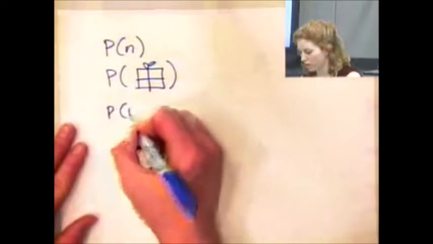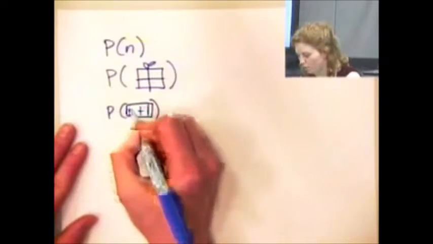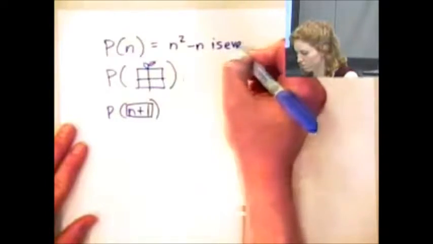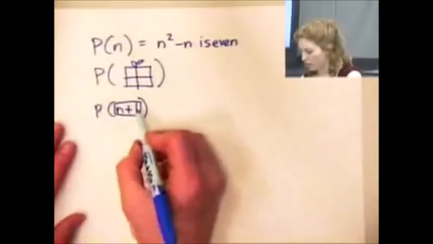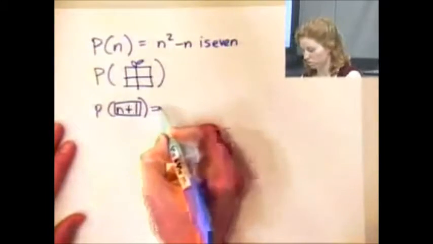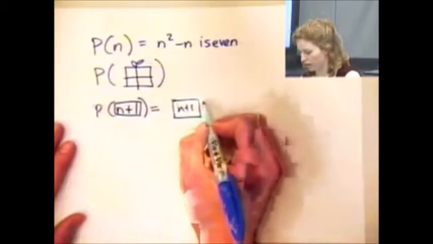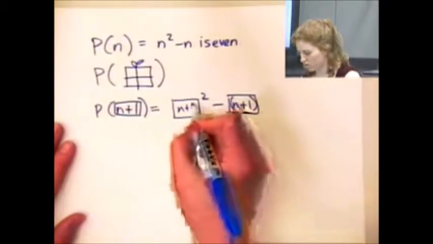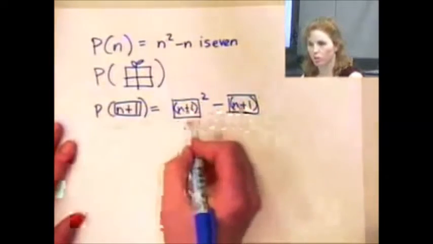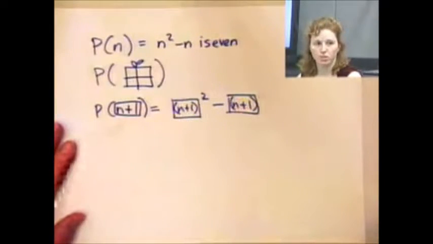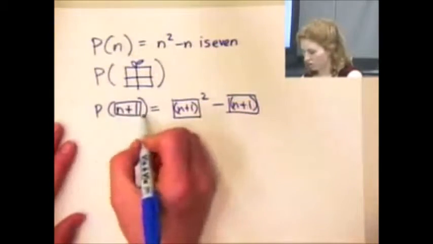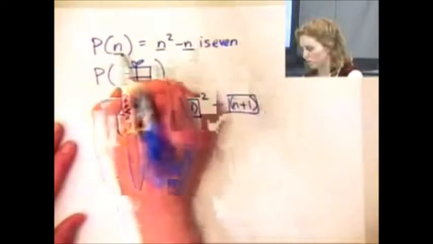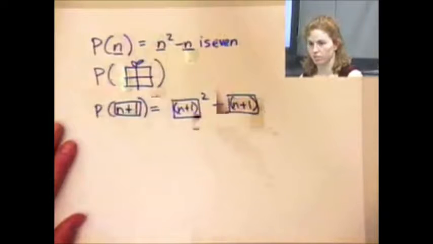Okay, so if I do P of n plus 1, that's like a little package, and everywhere I had an n before, so this was n squared minus n is even. Everything that's done to that package, I have to do to this package. So I take my n plus 1, and I have to square it. And I leave it in the package, I square it, and subtract it again. So whenever you see any function, the thing that comes in the parentheses is an input, and you can't do anything to it. And you have to do the same thing to that as was done to n in the original function definition.